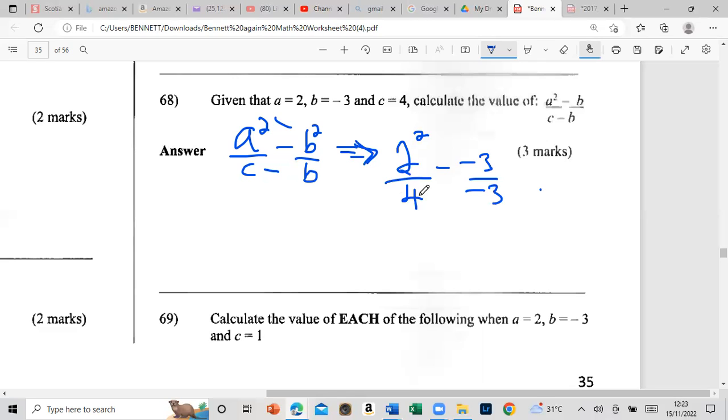So 2 squared would be 4. We know we have to square first. Minus, both of these are negative, so we're going to cancel it and divide. That's going to give us 1. Right? And 4 divided by 4 would be 1, minus 1 is equal to 0.